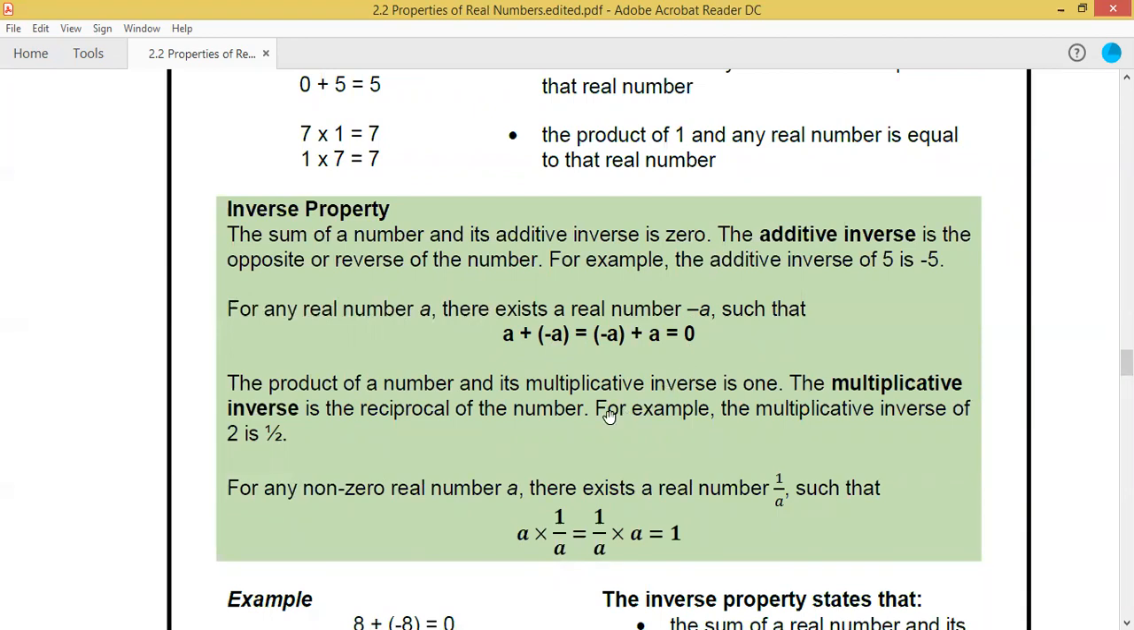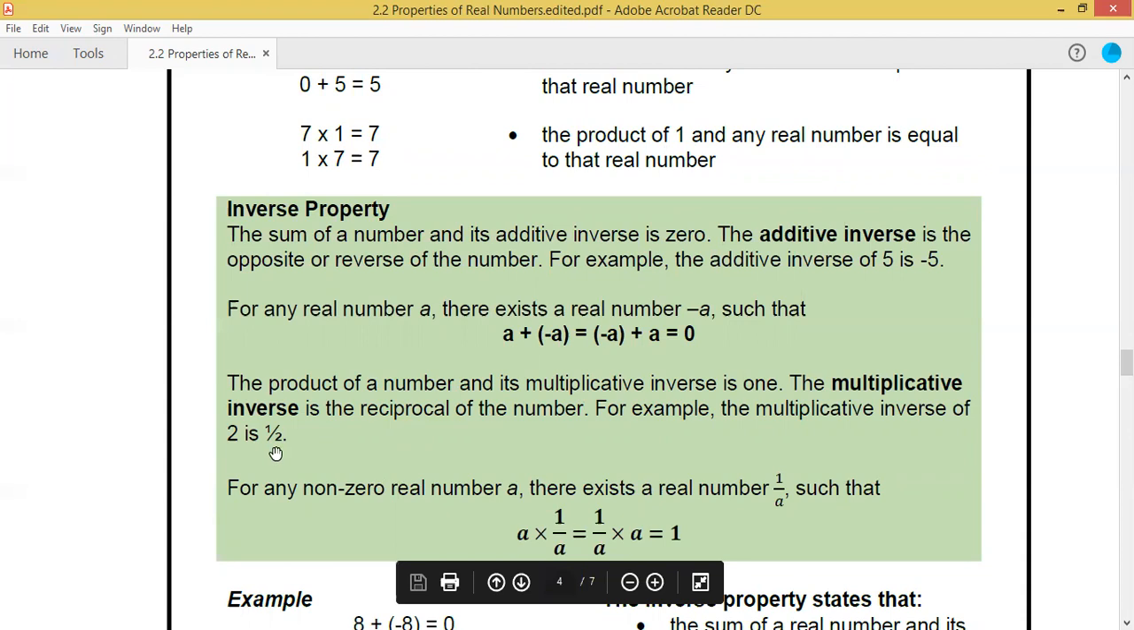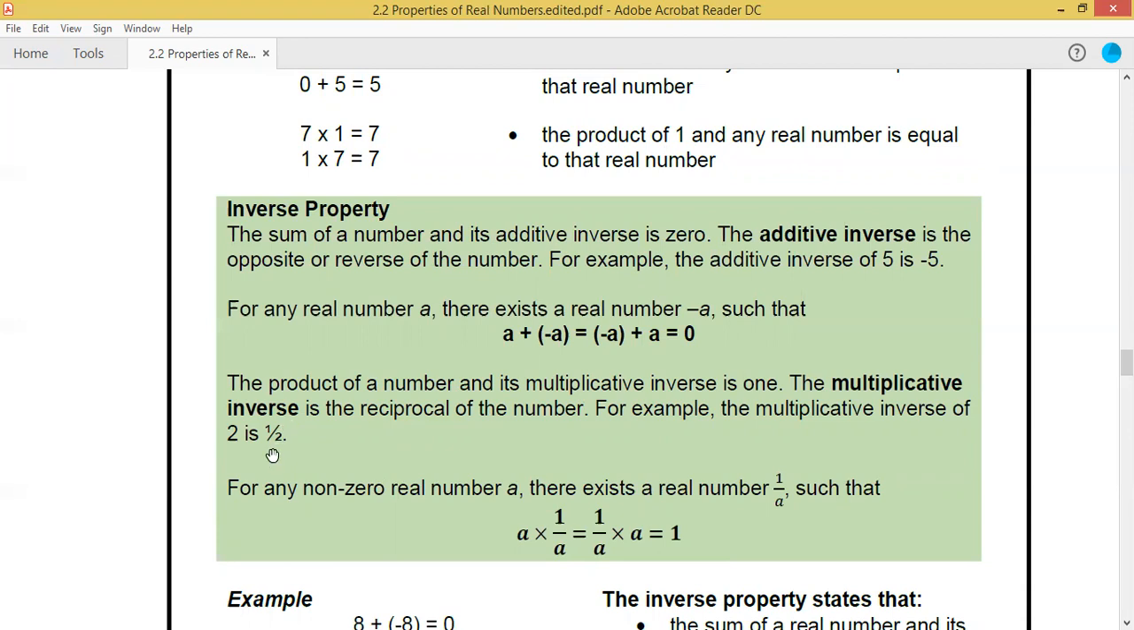Next, for multiplication, the product of the number and its multiplicative inverse is 1. How do we get the multiplicative inverse? It is the reciprocal of the number. For example, the reciprocal of 2 is 1/2. So 1/2 is called the multiplicative inverse. For 1/2, its reciprocal is 2. We simply interchange the numerator and the denominator. So 2 is the multiplicative inverse for 1/2.